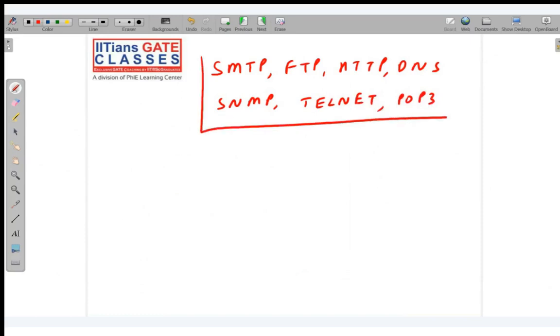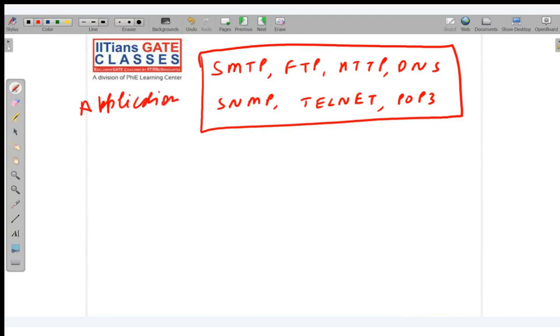So SMTP is, please write down, I do not have much space, simple mail transfer protocol. SMTP is simple mail transfer protocol. They will simply ask which of the following is the application layer protocol. You will say SMTP is the application layer protocol. They will give you multiple options. The chart, or the diagram, which I am preparing now, you will definitely expect one question from this diagram or this chart. That is for sure, and I can give you in writing.